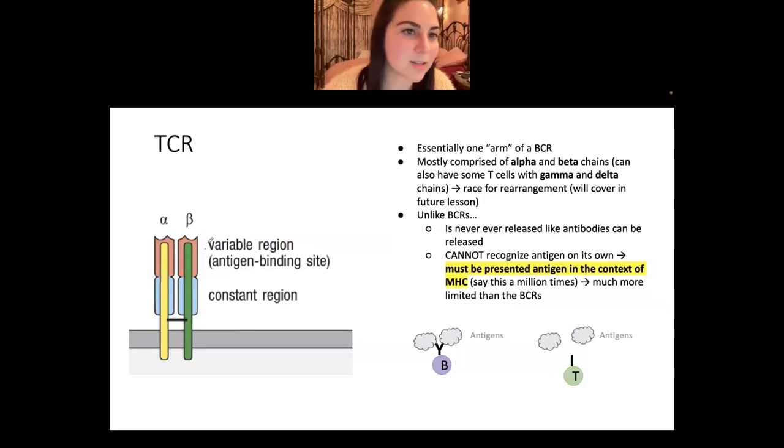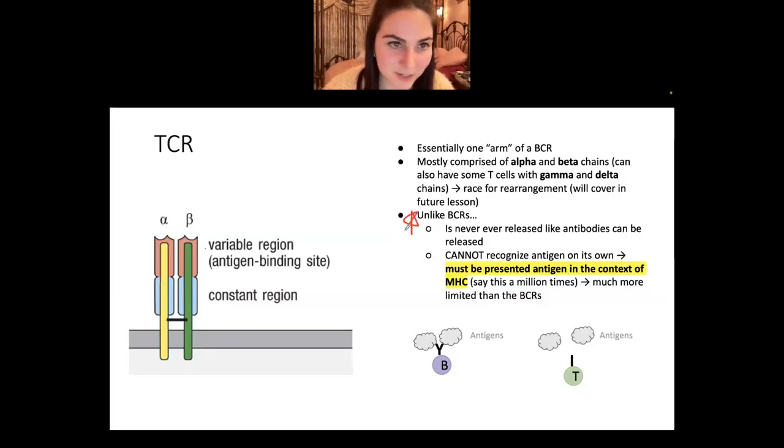Usually, in the T cells that we know, they're made up of alpha and beta chains. Some T cells have gamma and delta chains. We'll talk about that on Friday. There's a terminology concept called race for rearrangement. We'll talk about what that means on Friday. But the gamma delta T cells are involved in a certain developmental process. But these are big buts.